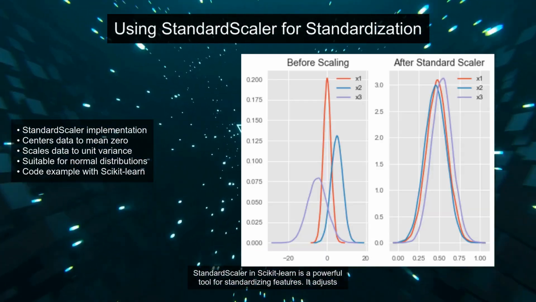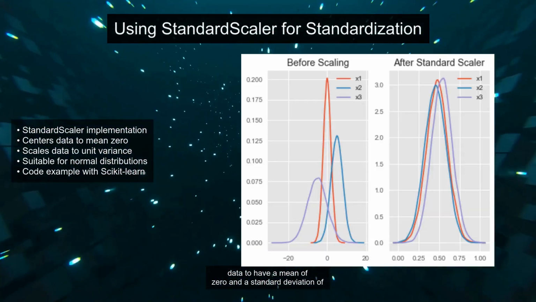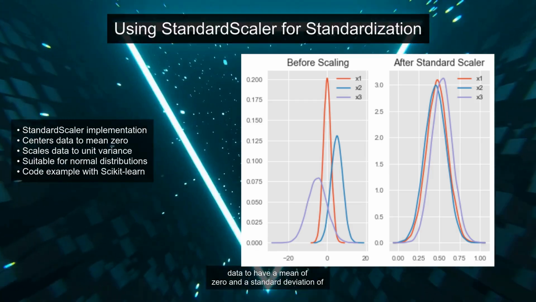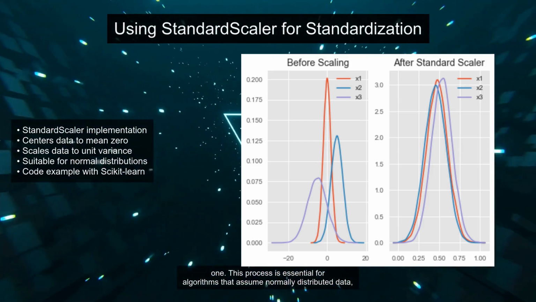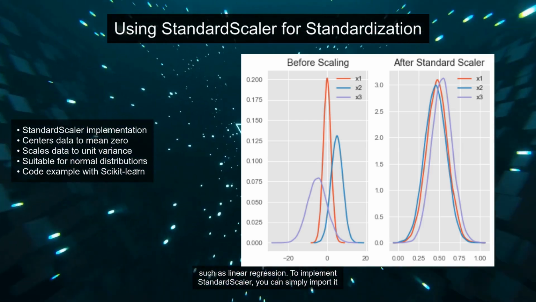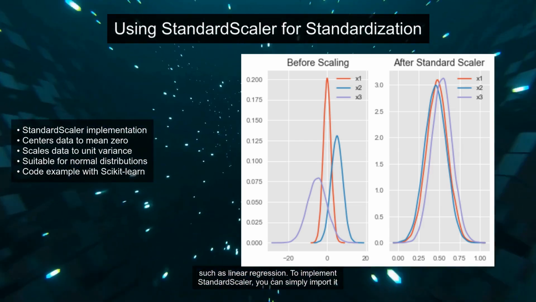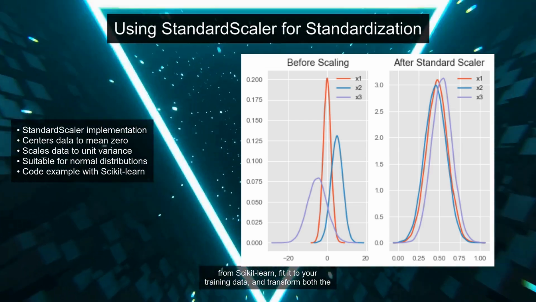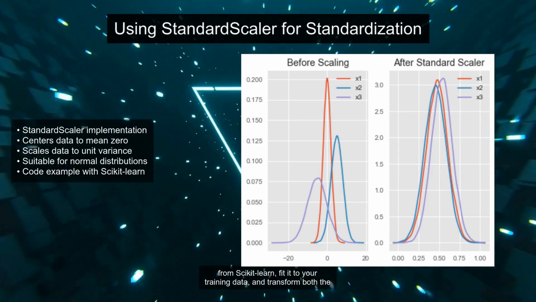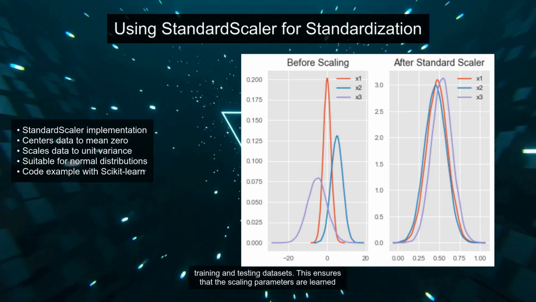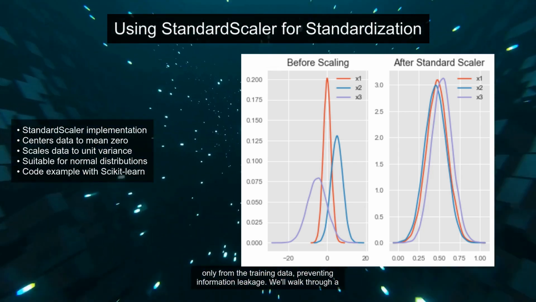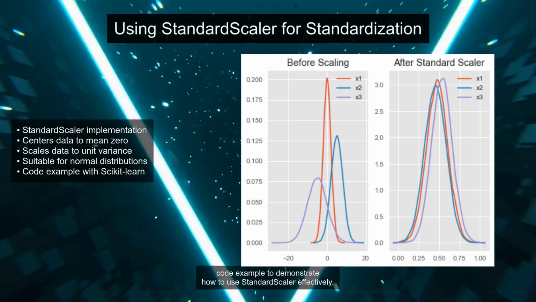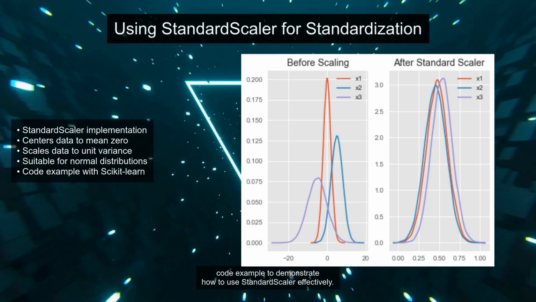StandardScaler in Scikit-learn is a powerful tool for standardizing features. It adjusts data to have a mean of 0 and a standard deviation of 1. This process is essential for algorithms that assume normally distributed data, such as linear regression. To implement StandardScaler, you can simply import it from Scikit-learn, fit it to your training data, and transform both the training and testing datasets. This ensures that the scaling parameters are learned only from the training data, preventing information leakage. We'll walk through a code example to demonstrate how to use StandardScaler effectively.